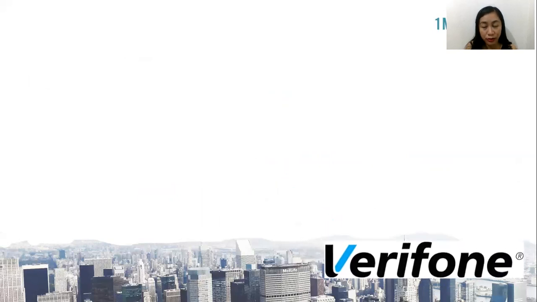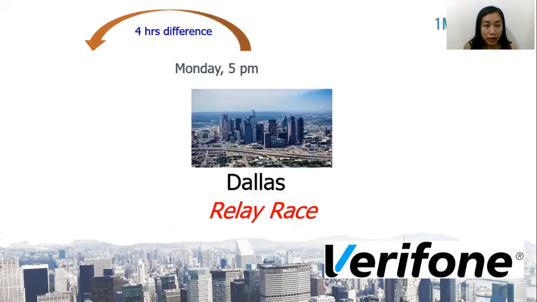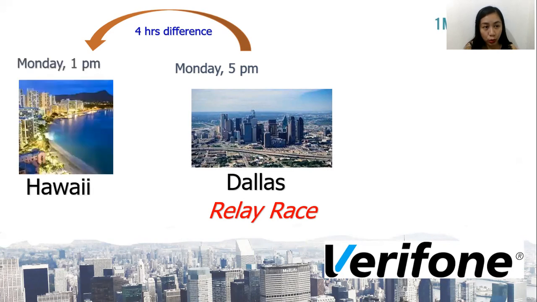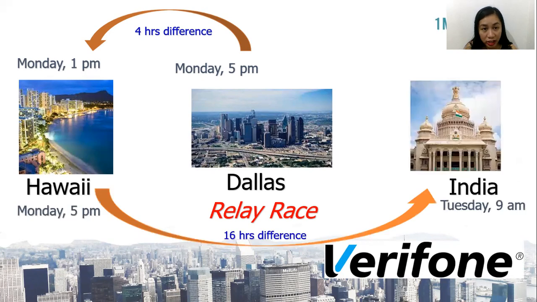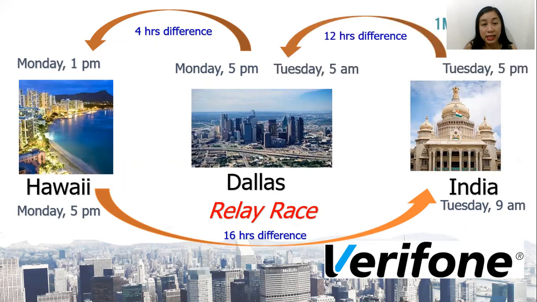Verifone is one of the largest providers of electronic payment systems worldwide. They developed what they call the relay race. They have development teams working on software projects around the world. A developer in Dallas, on a rush project, sends unfinished work to Hawaii at 5 p.m. And when the sun goes down in Hawaii, they hand it over to a programmer in India for further work. And by morning, it's back in Dallas, 16 hours closer to completion.